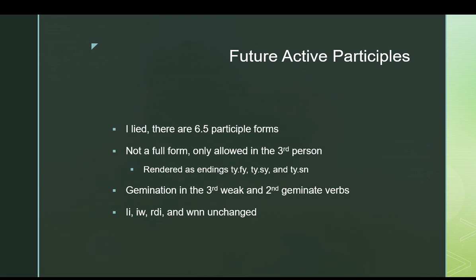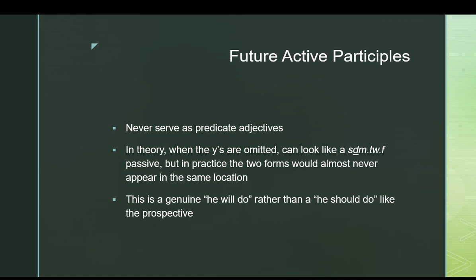They are not used as predicate adjectives, and they serve as a true future form. This is a genuine he will do rather than a he should do. Sometimes the prospective can serve this role, but this one only serves as a will happen. You're saying that something is the most likely outcome, not that you want it to happen necessarily, you just think it's going to happen.